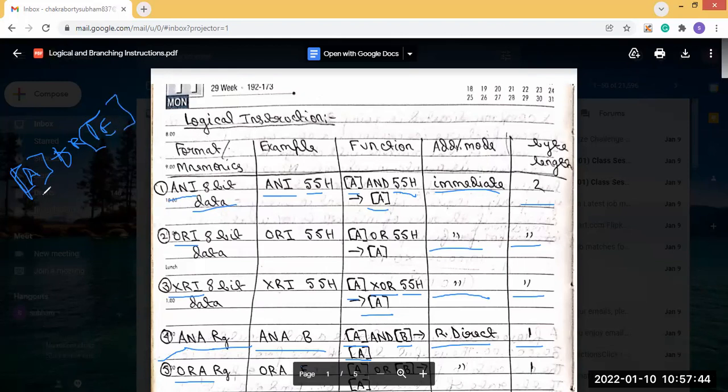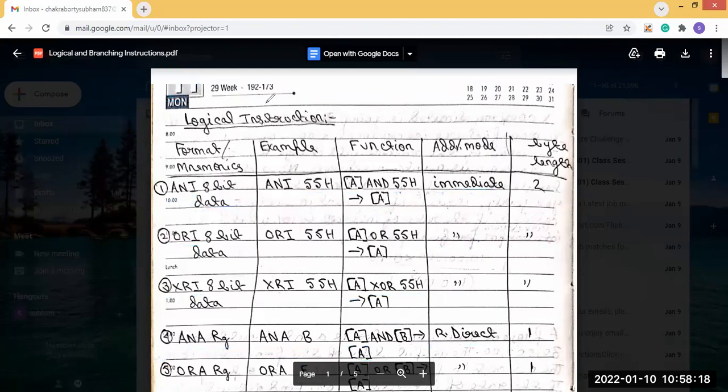The content of the accumulator and the content of the E register, with both contents we are performing the OR operation, and the final product is stored into the accumulator again. Here also a register is involved, that means this will be register direct, and the byte length will be 1, because no numerical value is there.